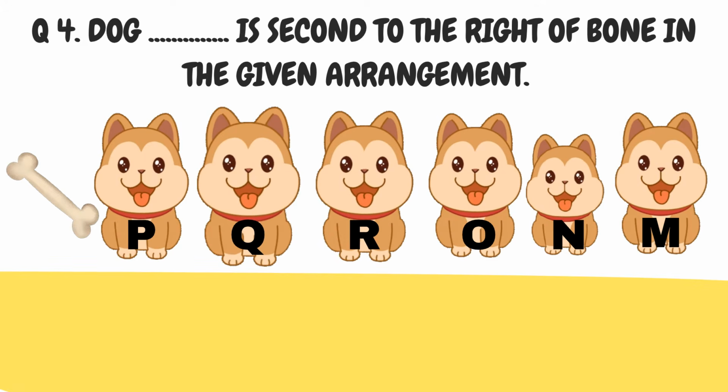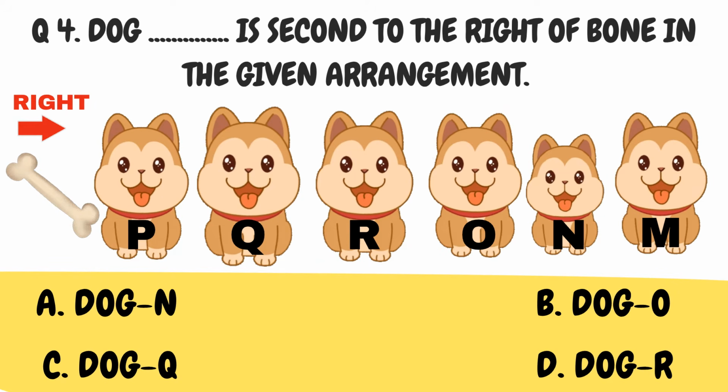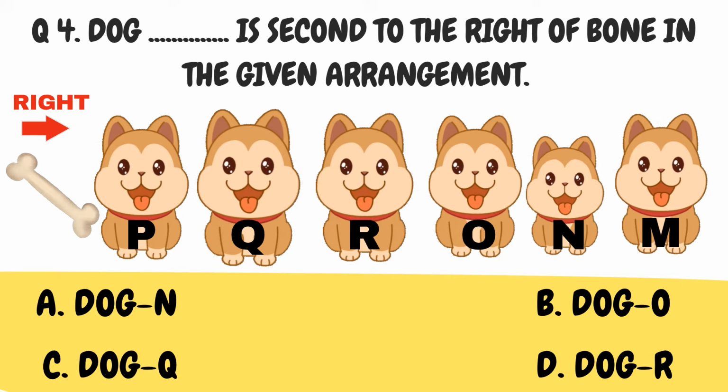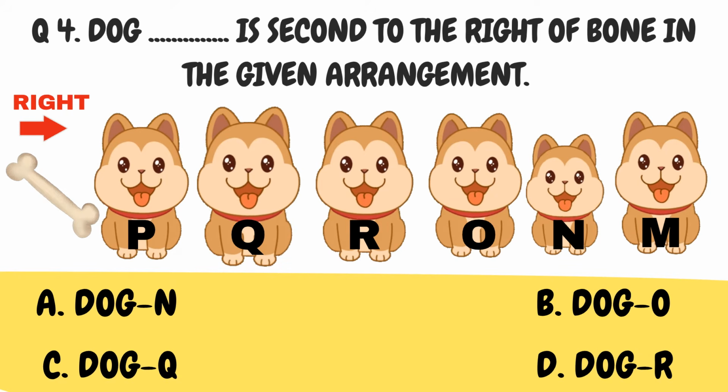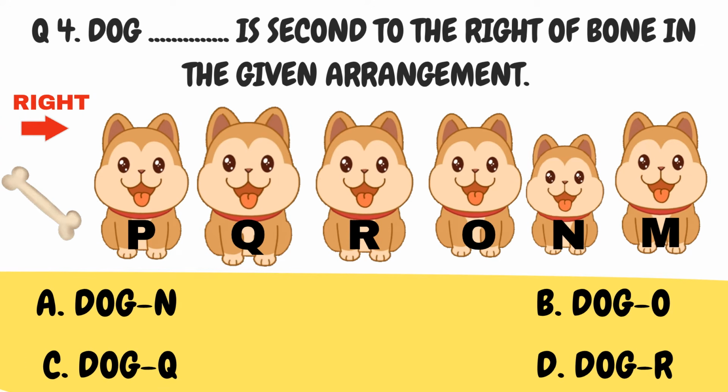Question 4. Dog dash is second to the right of dog B in the given arrangement: dog B, dog Q, dog R, dog O, dog N and dog M. The options are A. Dog N, B. Dog O, C. Dog Q, D. Dog R. The correct answer is dog Q, C. Dog Q.